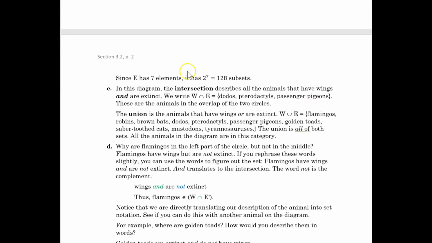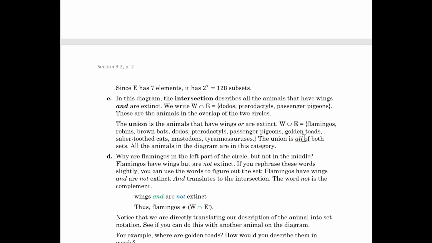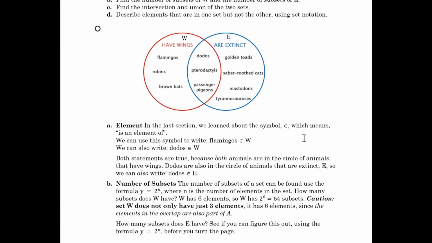So the intersection of the two sets is written like this. It looks like a little N for intersection, right? Intersection has an N, and it's the overlap between the two sets, dodos, pterodactyls, and passenger pigeons. It's what's right in the middle here between the two.